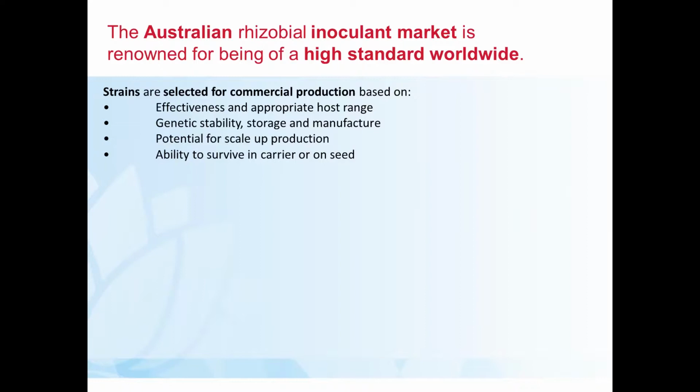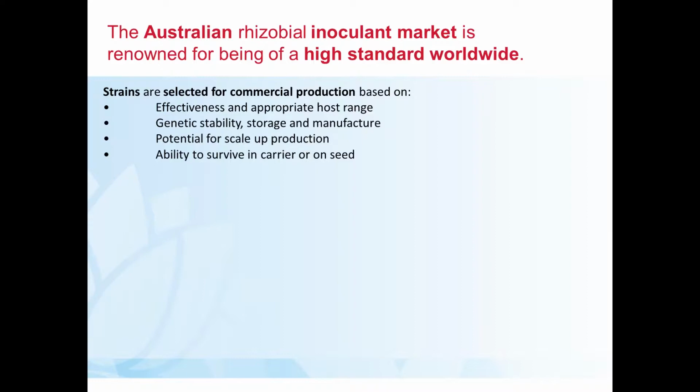Now I wanted to talk about how strains are selected for this elite commercial program. They have to be effective and have the appropriate host range. The manufacturers, and I assume farmers, wouldn't want to be buying all these different strains and having all these different inoculant types. So we want a reasonably broad host range and we need them to be effective. The strains also need to be as genetically stable as we're able, so not a strain that's likely to lose those genes for nodulation quickly.